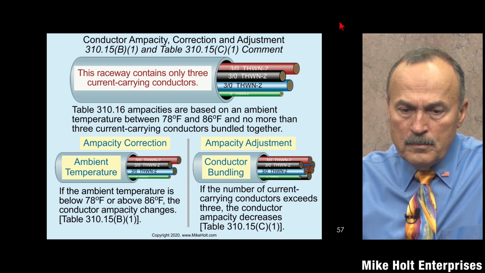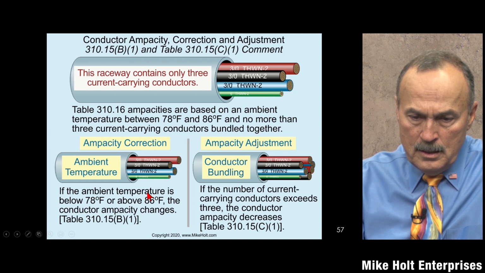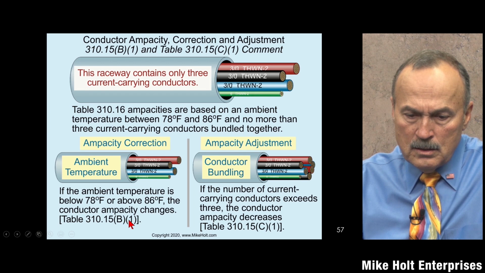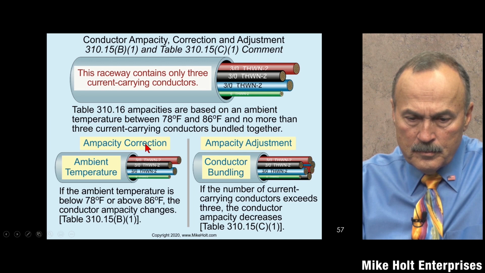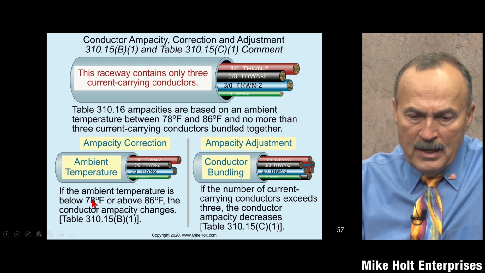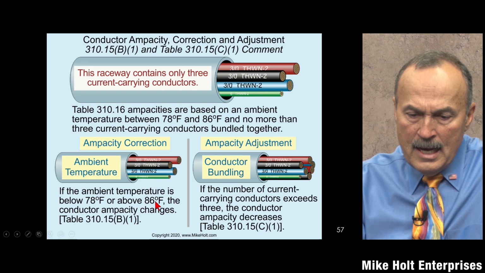310.15(B) has to do with, Brian, I think I'd like to move this rule right here, right above, so I can easily see that. Okay. And then same thing, the other one, C1 goes up here. So B1 has to do with ampacity correction. And it has to do with ambient temperature: if the ambient temperature is below 78 degrees or above 86 degrees Fahrenheit, the ampacity changes.